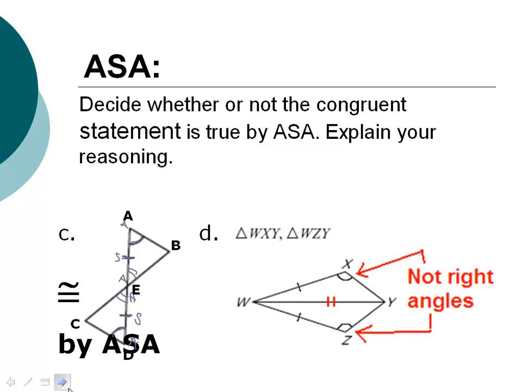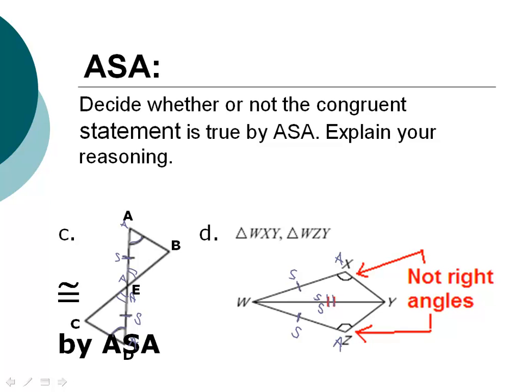Okay, welcome back. These are not right angles. We can see that. We know that they've got these sides in common. They've also got these sides in common. So we've got an angle here and a side and a side. And here I've got an angle and a side right here.